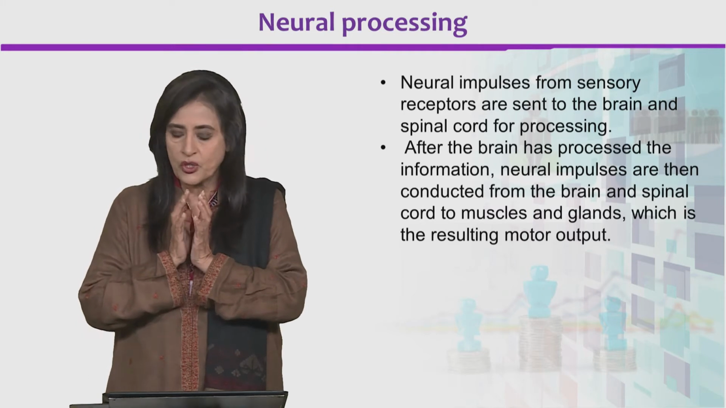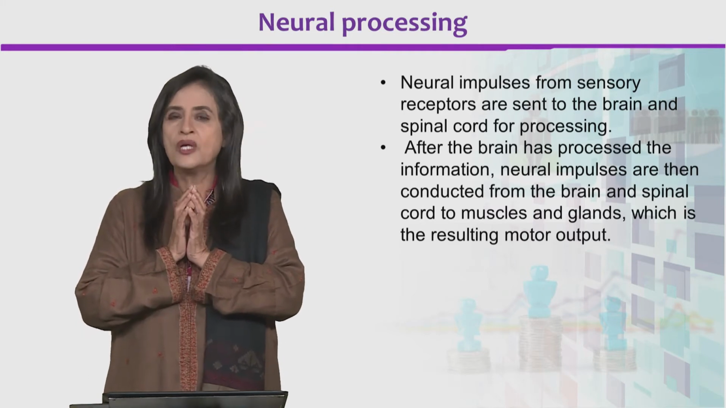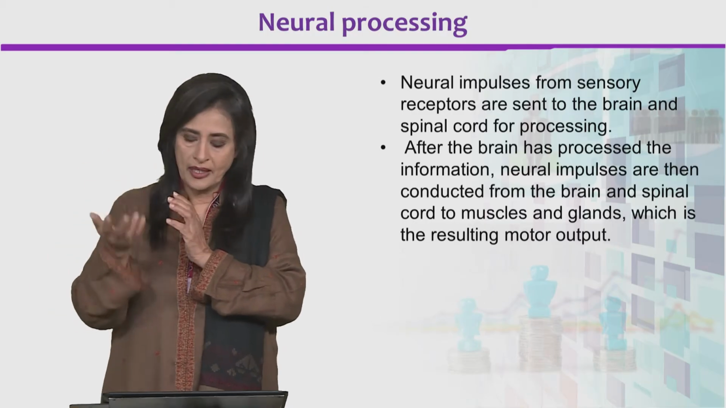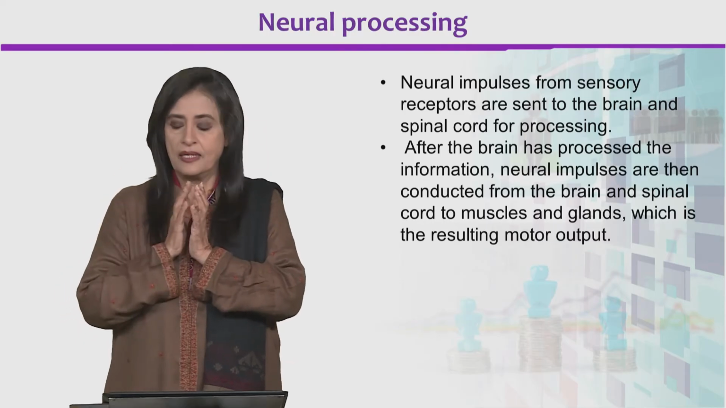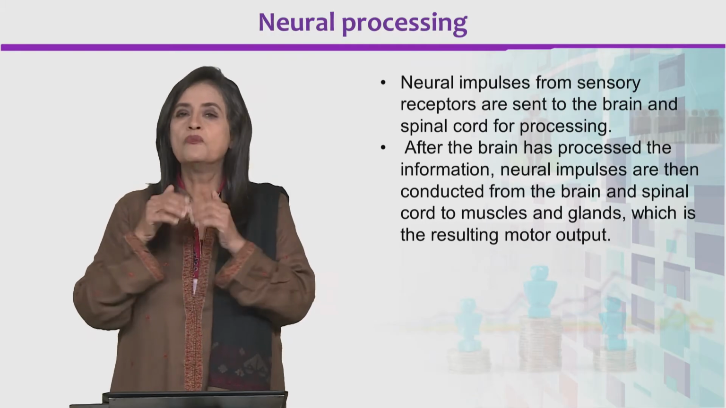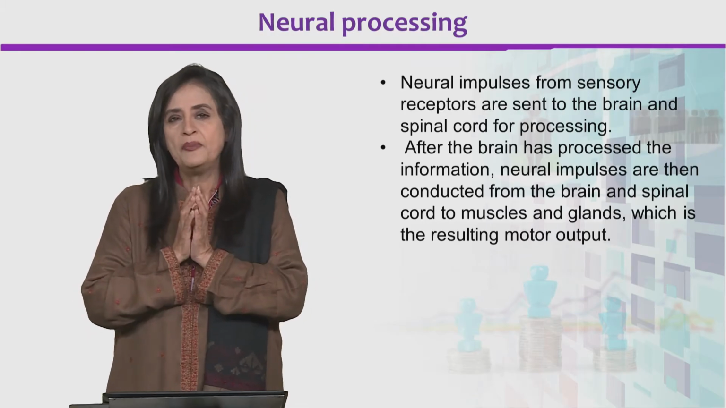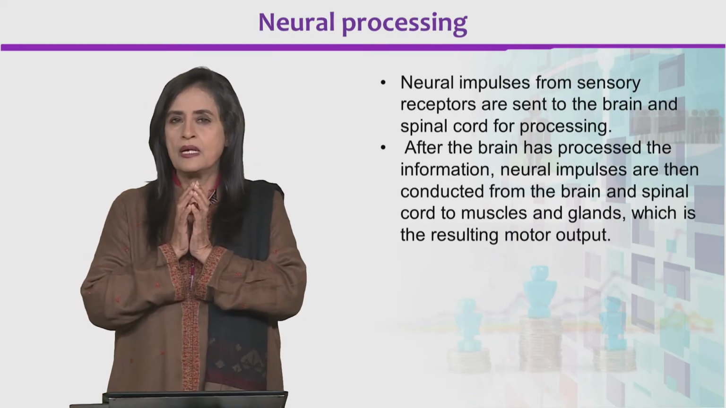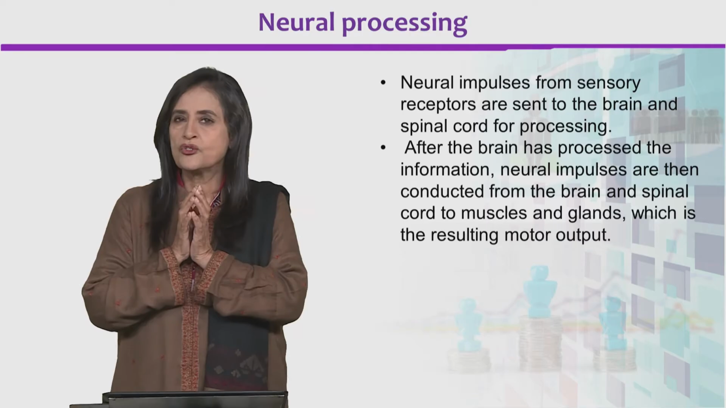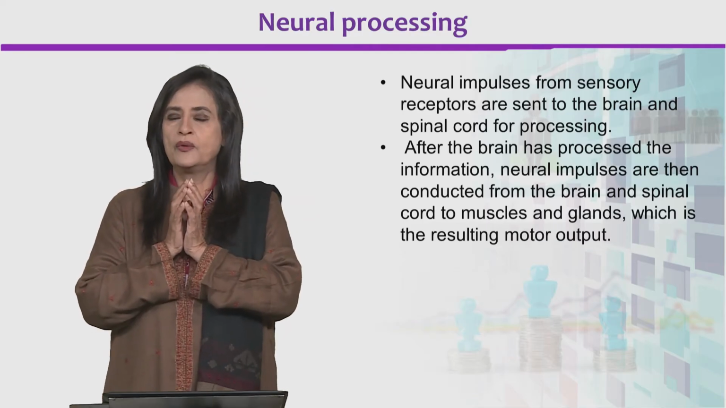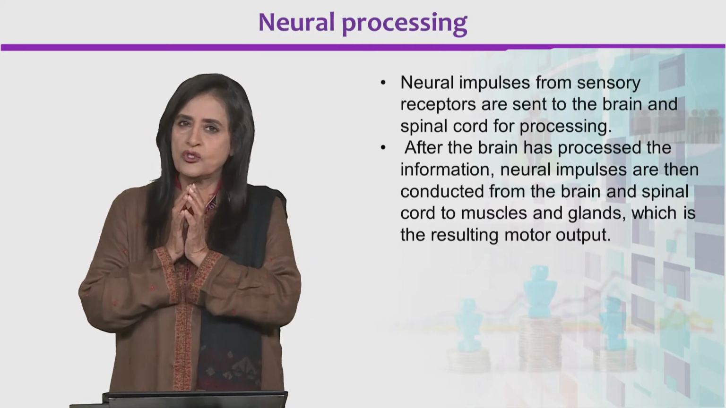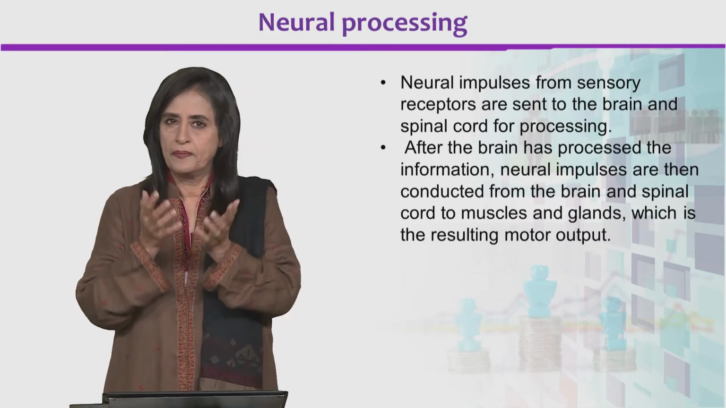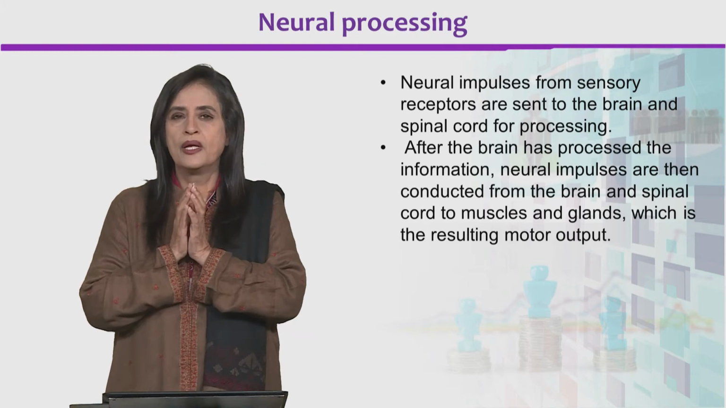After the brain has processed the information, neural impulses are then conducted from the brain and spinal cord to muscles and glands, which is the resulting motor output. If you have ever sat in an uncomfortable position, you actually, without thinking, adjust your posture, or you lift yourself up to adjust your posture, or you change your sides while you are lying down to sleep.